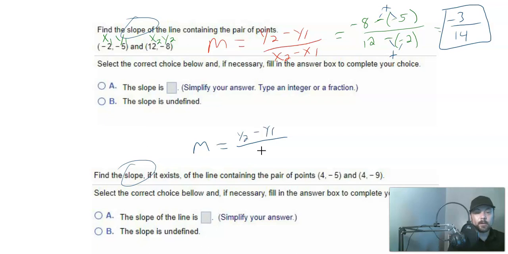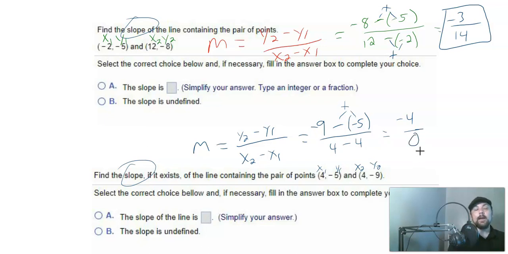And so we'll use the same formula, y2 minus y1 over x2 minus x1. This is x1, y1. This is x2, y2. Plug the numbers in the way they're labeled, so I get -9 minus -5 on top. On the bottom, I get 4 minus 4. And so on top, we get the double negative again, which gives me a plus. And so I get -9 plus 5, which is going to be -4. But what happens on the bottom, in the denominator? We get 4 minus 4, which is 0.